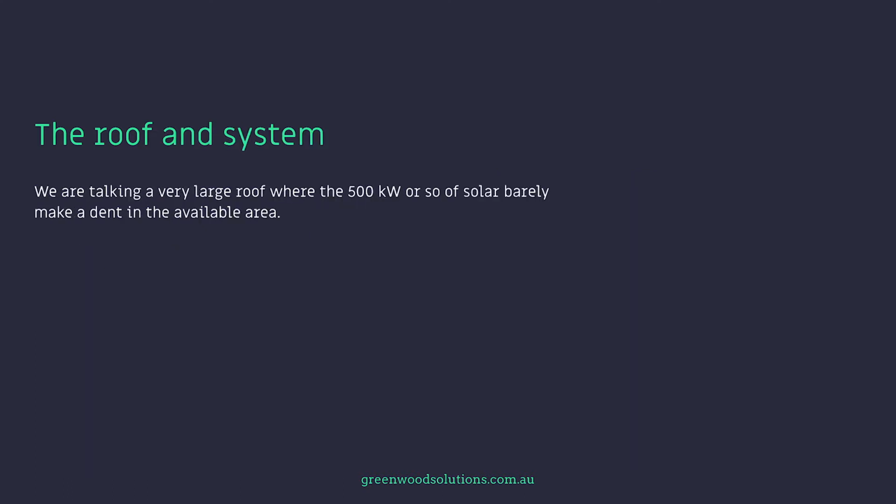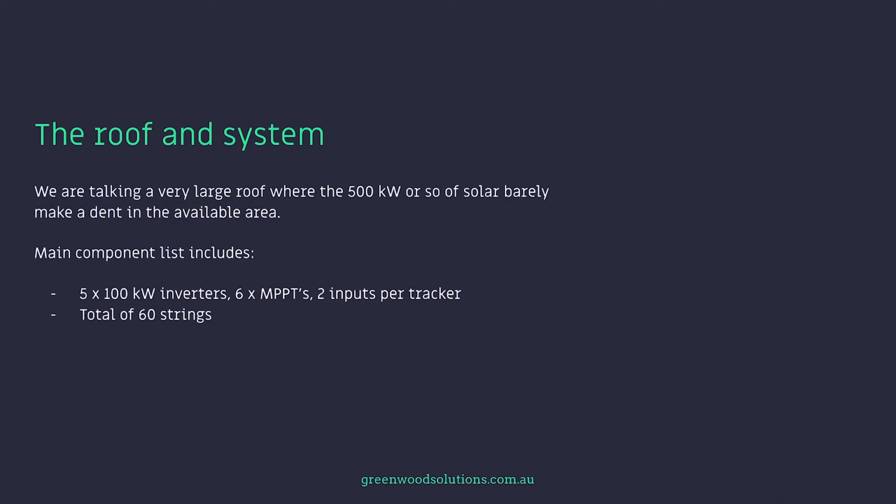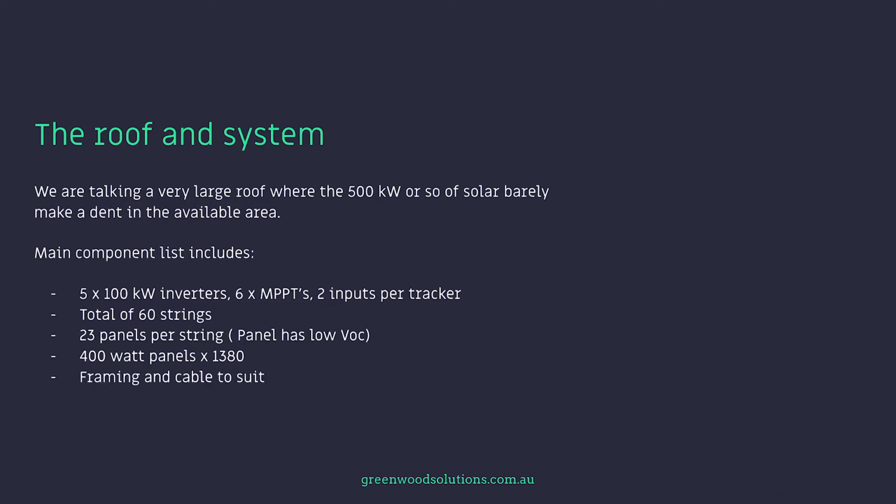We're talking about a 500 kilowatt system, and the solar barely makes a dent on the available area. Now, the component list is this. You've got 5 100 kilowatt inverters, each of them with 6 maximum power point trackers, 2 inputs per tracker. There's 60 strings, 23 panels per string. Panel has a low VOC, 400 watt panels, and there's 1,380 of them. Let's get stuck into it.